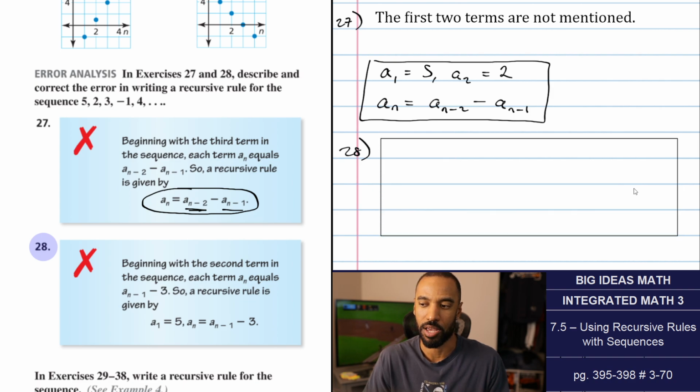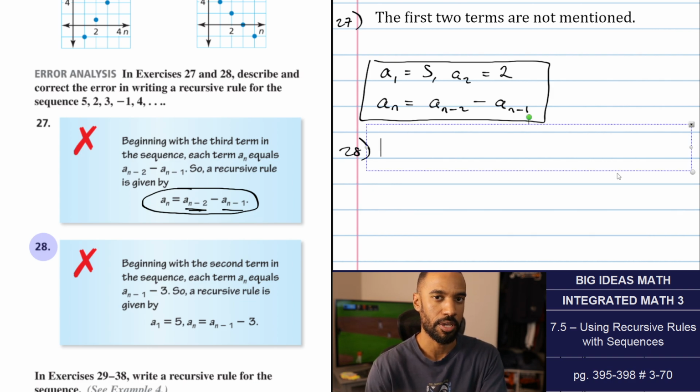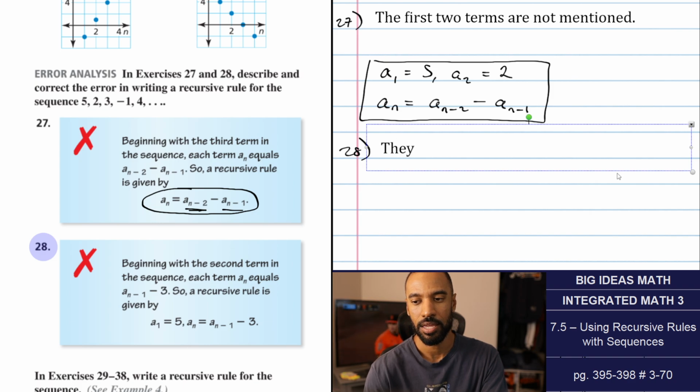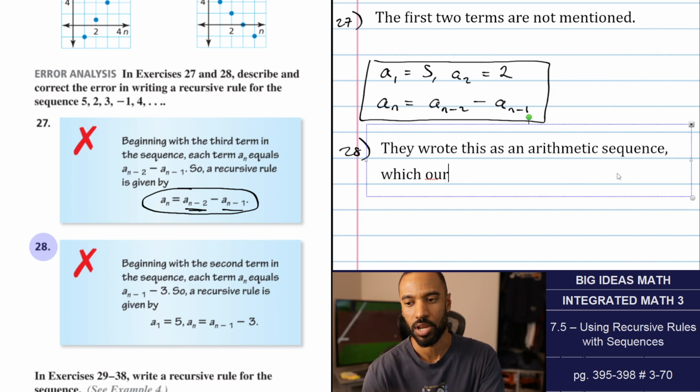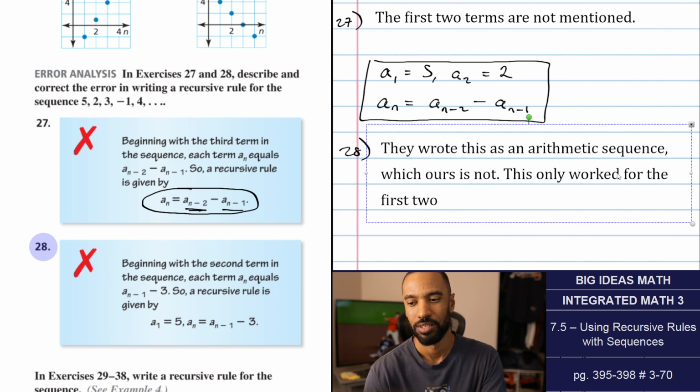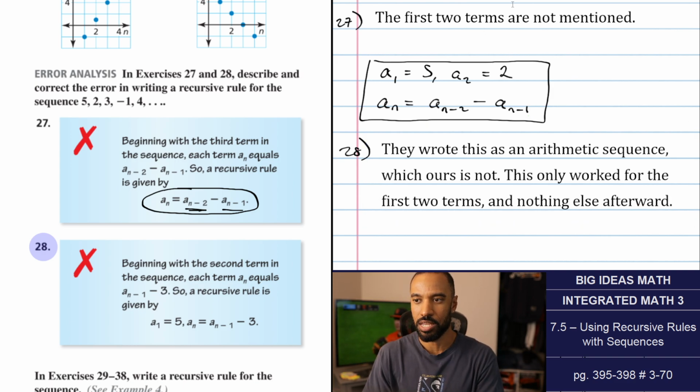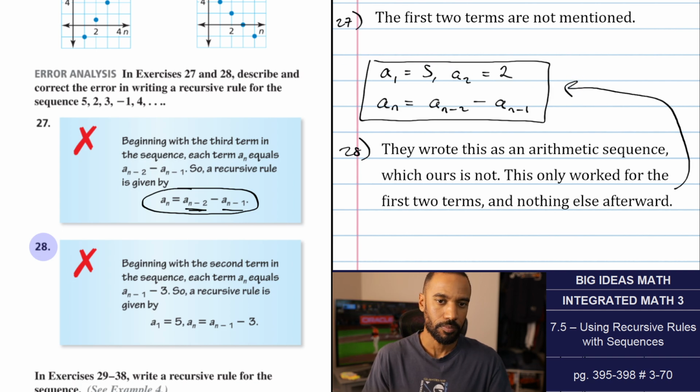Now, I already wrote the rule up top, so I don't really know how to correct anything beyond what I already wrote. But they wrote it as an arithmetic sequence, which ours is not. This only worked for the first two terms, and nothing else afterward. Now the correction is see this above. We're doing the same rule as that one, so I can use that.